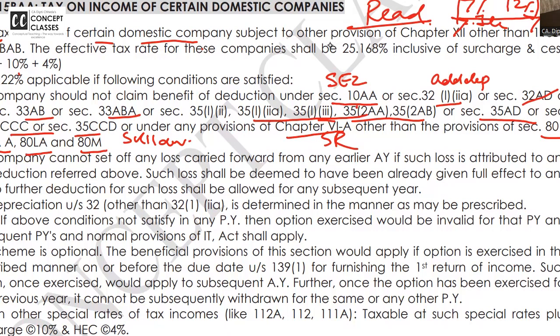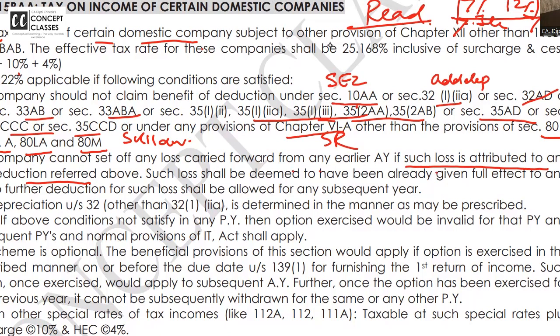So, एक बार detail पढ़ लो, then all the sections are same. 115 BAA, BAB, all are same. Company cannot set off any losses carry forward of earlier years attributable to these deductions. Now listen, additional depreciation is not allowed. So old additional depreciation related any loss is there. Can I set off? No.